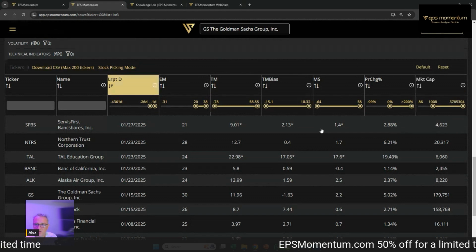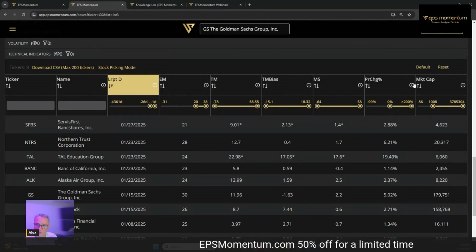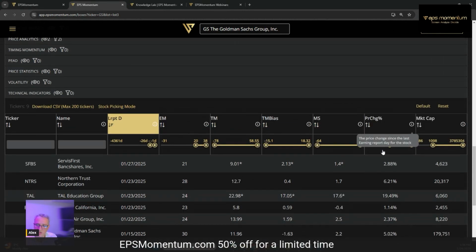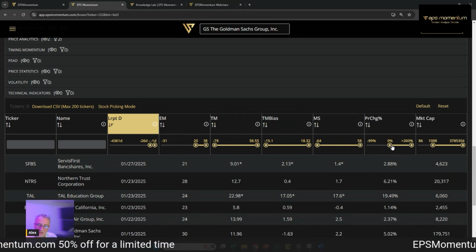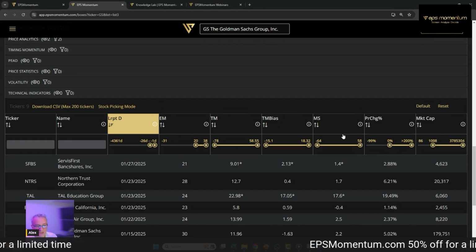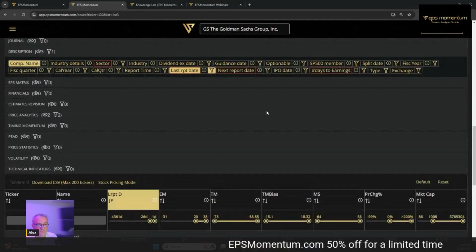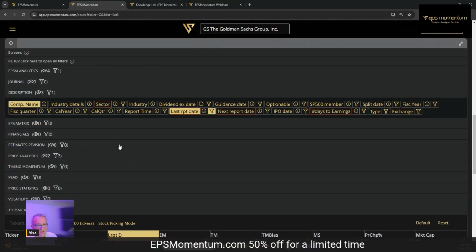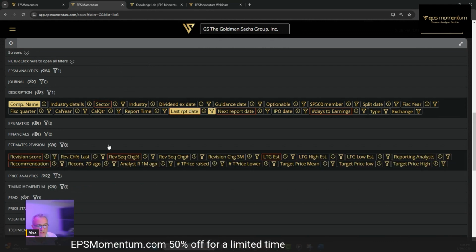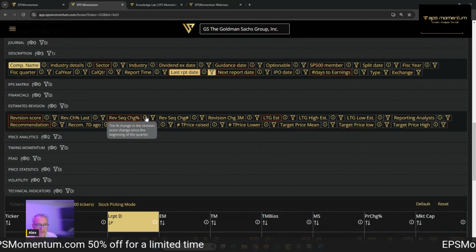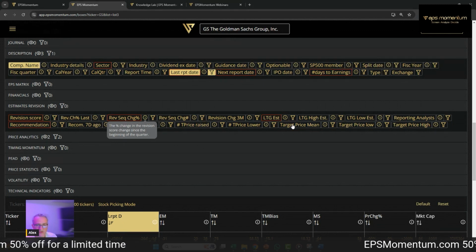The other thing that I would want to do is see the price change, which is here. Price change since the last earnings report should be positive. So I want stocks that are going up since the beginning of the quarter. Pretty easy. Now I can go into any of those fields here and click on estimates revisions. Click on this field. The important fields are in red here, so it's easy to capture.